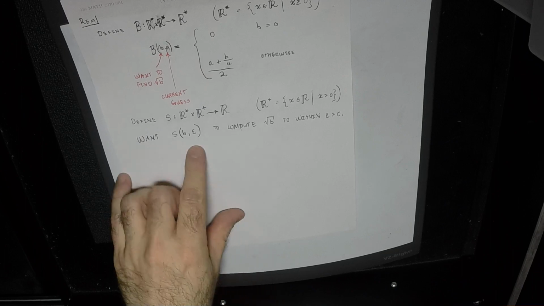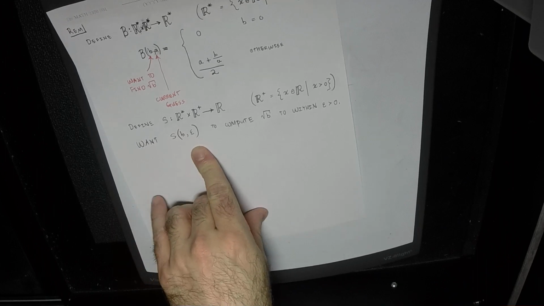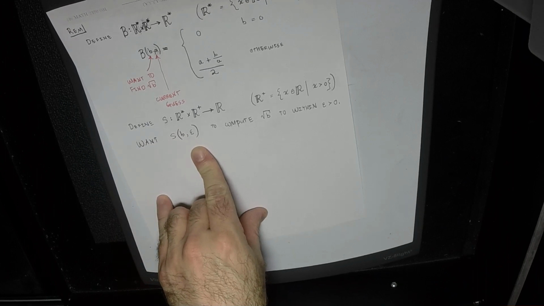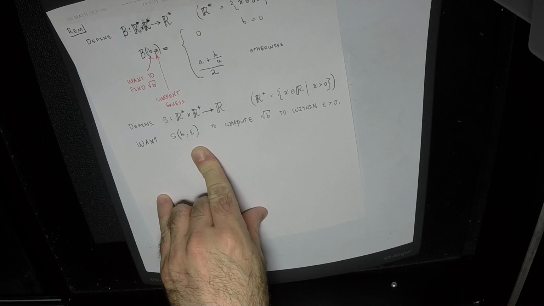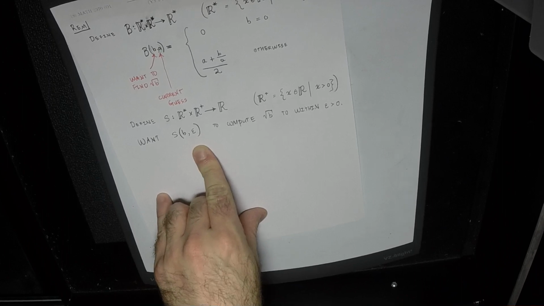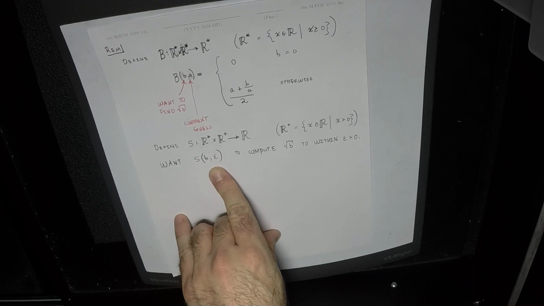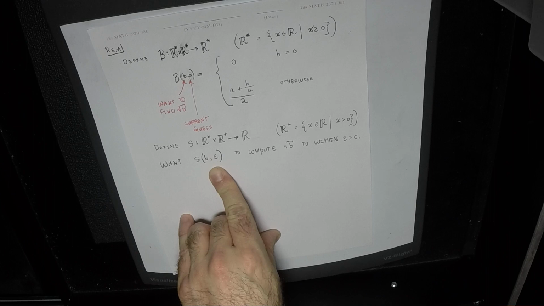Well, in order to do this, we're going to need an auxiliary function. Can anyone see why we're going to need an auxiliary function? Yeah, because we have to have the guessing. Right. Somehow you've got to keep track of whatever the current guess is.